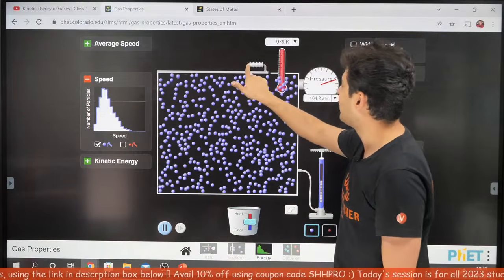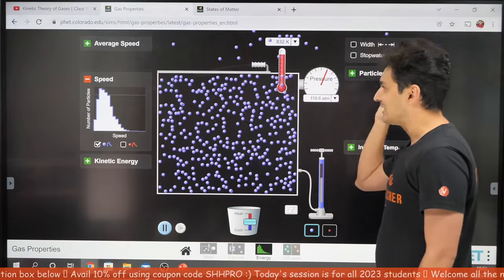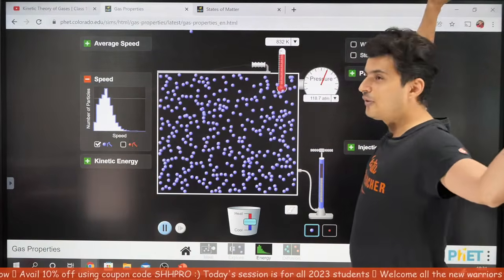I can also remove this lid. I can let off some molecules and I can just close this as well. Okay, be happy, you're free.